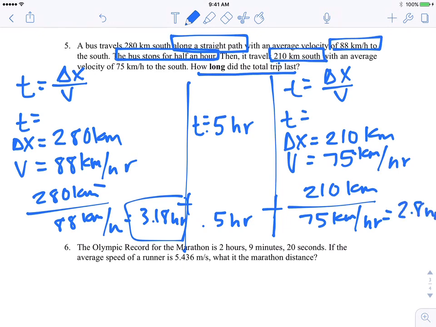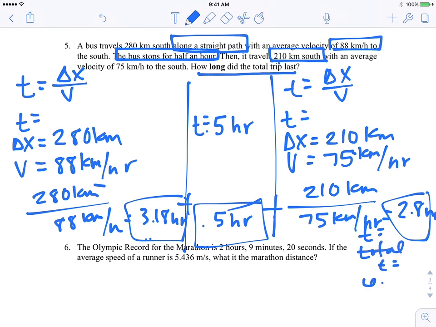hours. So if I take this time, and this time, and this time, and I add them all together, I end up with a total time of 6.48 hours. Again, you don't have to convert this to meters and seconds. It's okay.